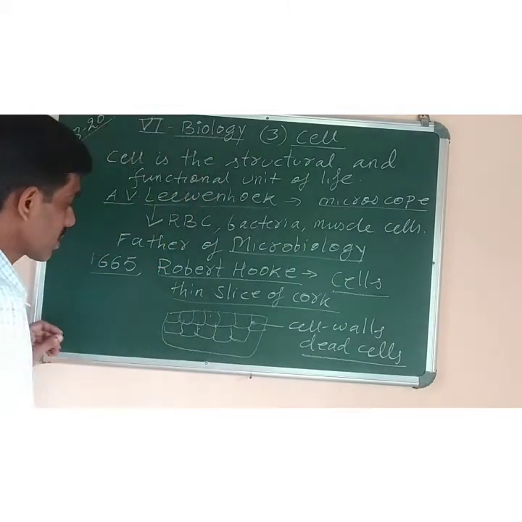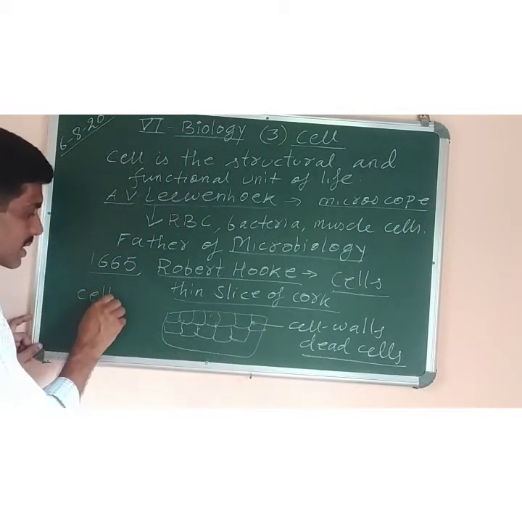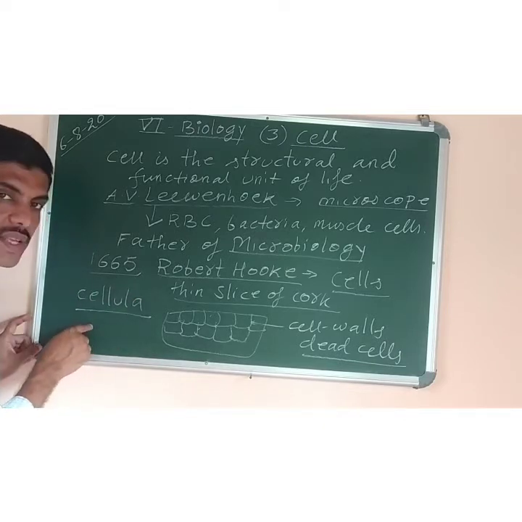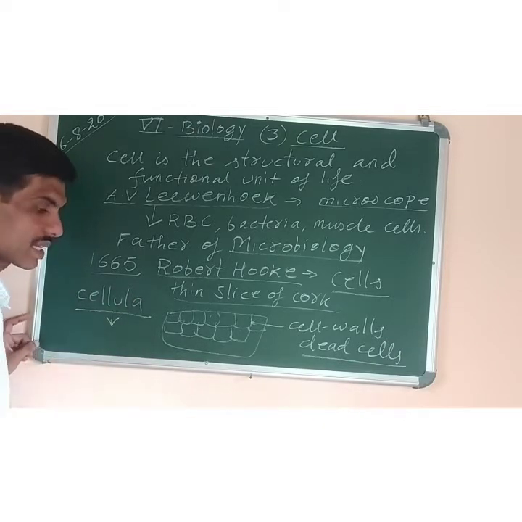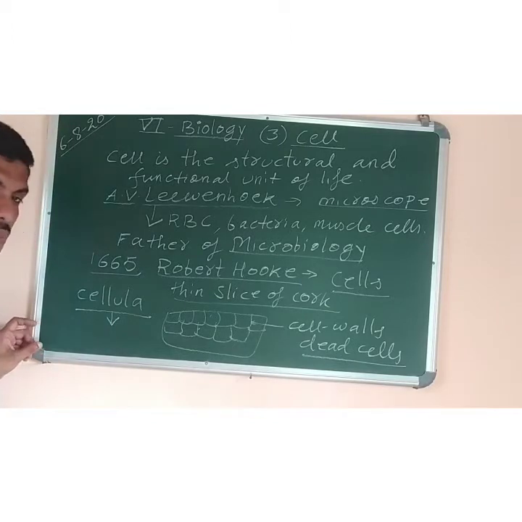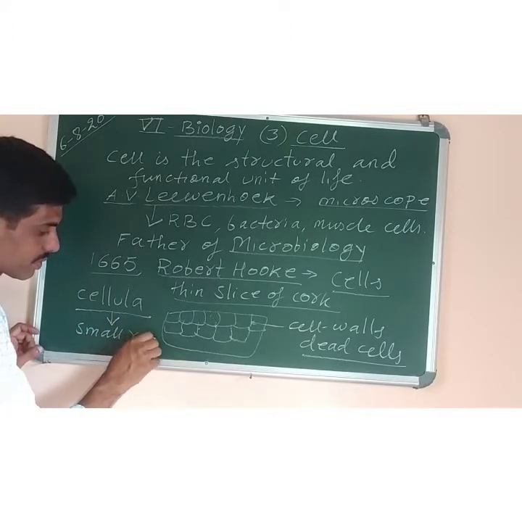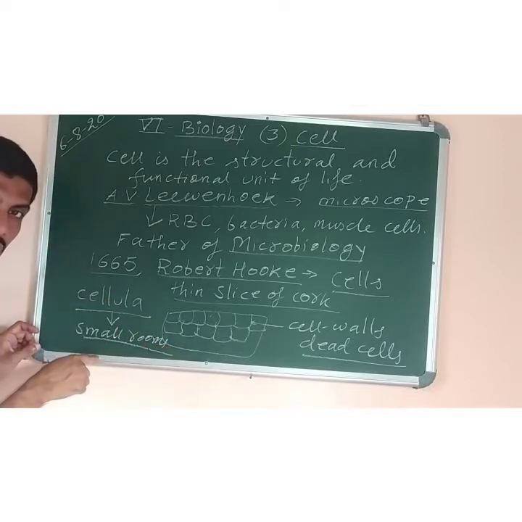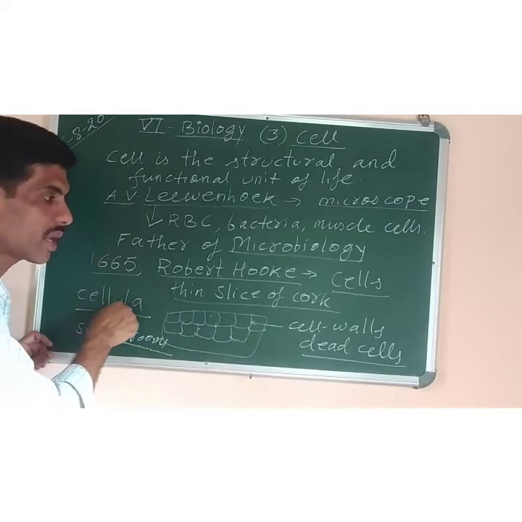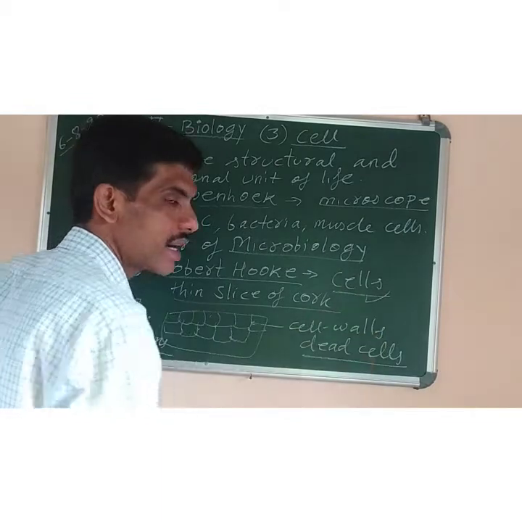The word cell comes from a Greek word, cellula. Cellula is a Greek word which means small rooms. So what is the meaning of cellula? Small rooms. And cellula is the Greek word from which the word cell is derived.